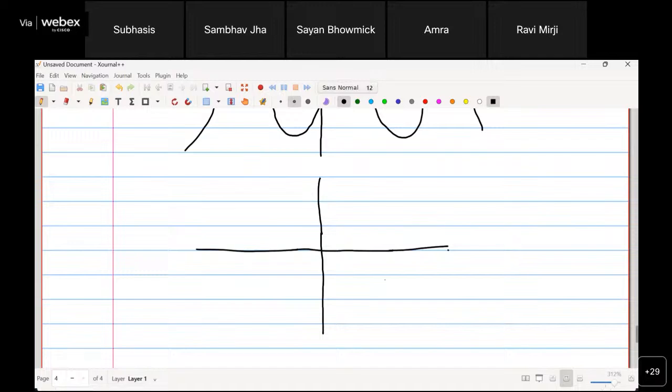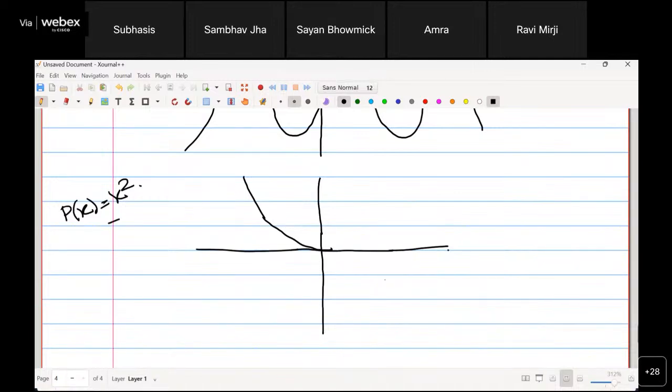Suppose you take this polynomial p of x equal to x square. This is your polynomial. If you draw it, it has only one root, that is 0. So it will come like this. It's going to bounce back. It will again bounce back.